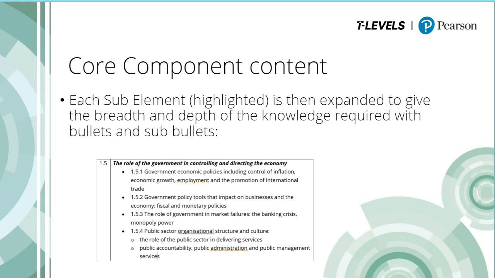Okay, now some of those bullet points will just be one bullet point with a list. Some of them may actually have further sub-bullet points at the bottom, like 1.5.4, for example, where public sector organisational structure and culture is divided into the role of the public sector in delivering services, and public accountancy, public administration, and public management services. So that gives us a little bit more detail in terms of how much we should be teaching and the depth of the teaching.